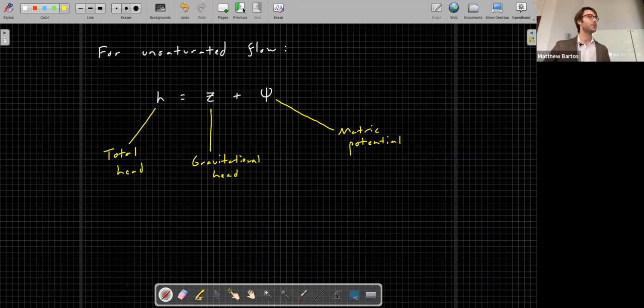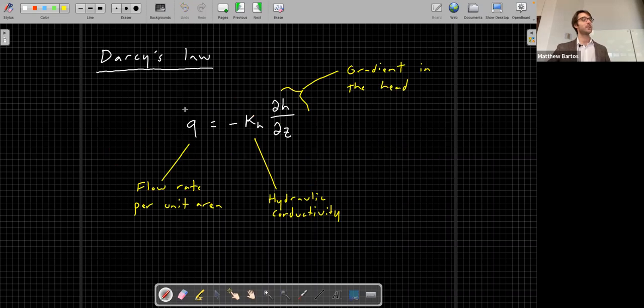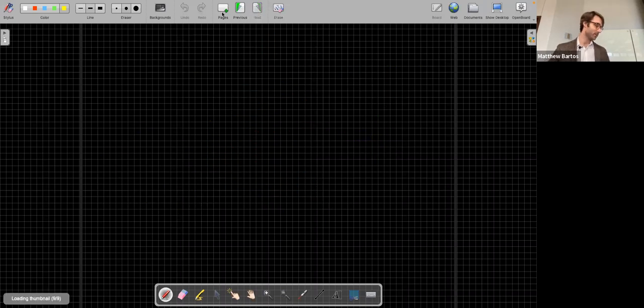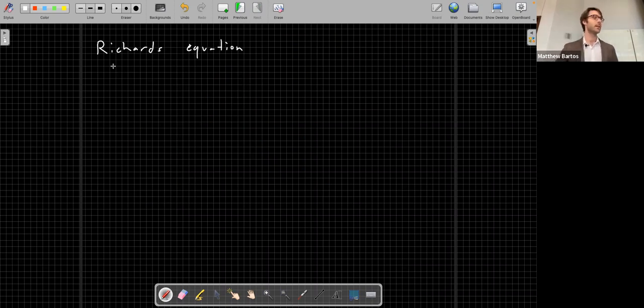Okay, so what we can do is we have an expression for Q and we have an expression for continuity. We can essentially just take that expression for Q and plug it in. I'm not going to go through the full derivation because it's really boring. But if we plug Q into our continuity equation, what we end up with is what's called Richards equation. Has anyone heard of Richards equation? No. So this is one they often don't cover in undergrad, and I'll explain why in a second.